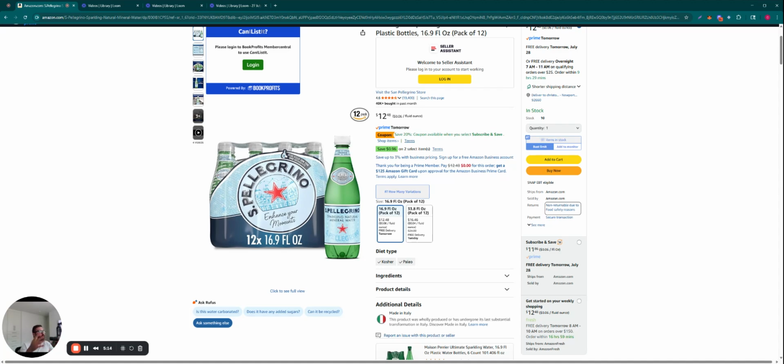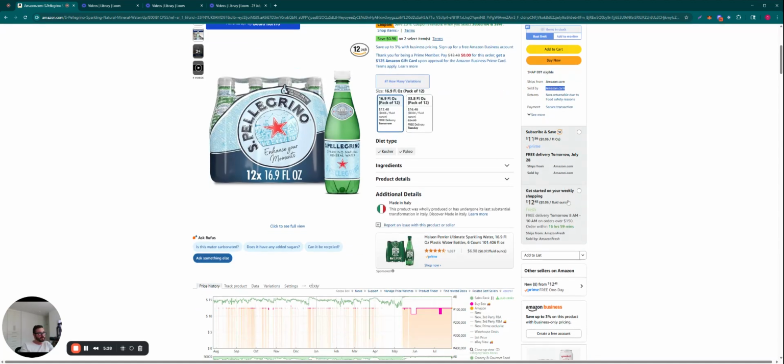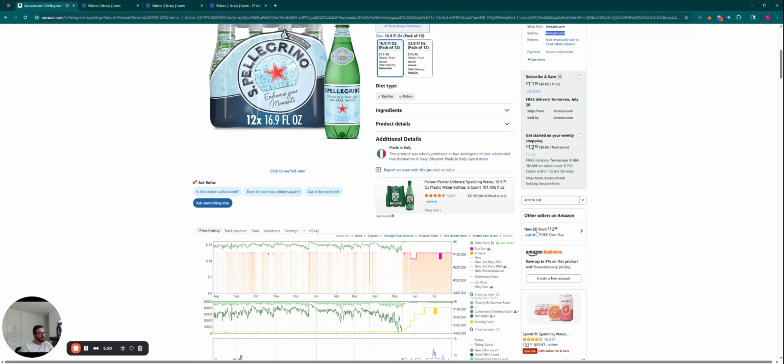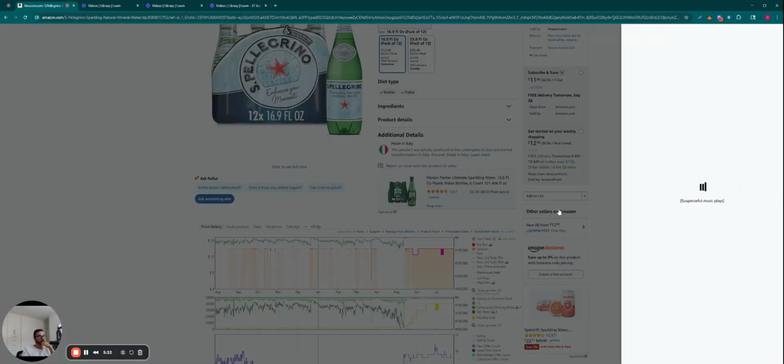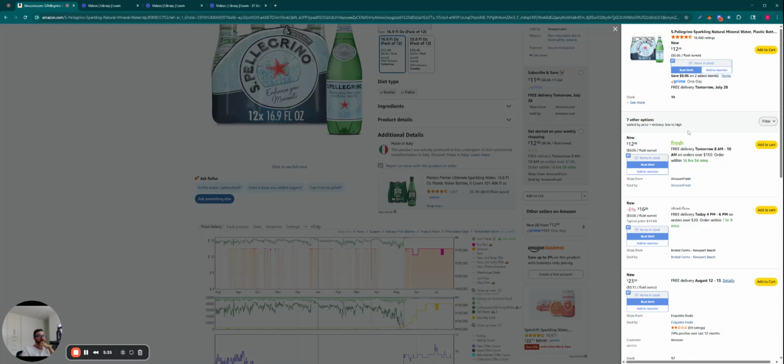And so the whole point of FBA is you're buying that product and you're sending it into Amazon's facilities, and you're using all of their infrastructure to get that product sold. So in some cases, this will change to somebody else. Who else do we know is selling this? Well, if we go down here, we can see the other sellers here. These are other people who are selling the product.